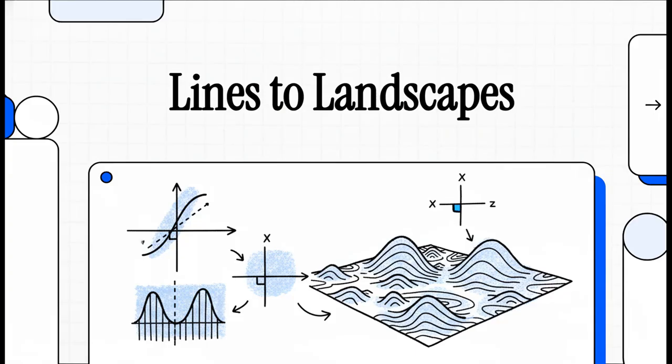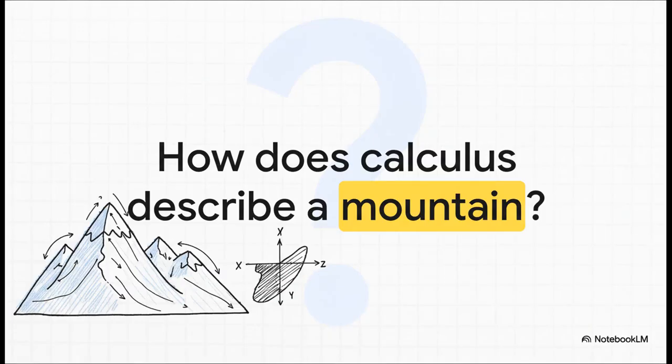All right, so if you've got a handle on single variable calculus, finding slopes and areas, then you are ready for a pretty huge step up. We're about to go from the flat world of lines and curves into the rich, 3-dimensional world of landscapes. Let's dive right in. To get our bearings, let's just start with a big question. How can we possibly use calculus to describe a mountain?